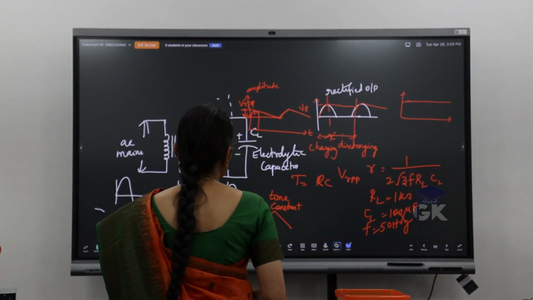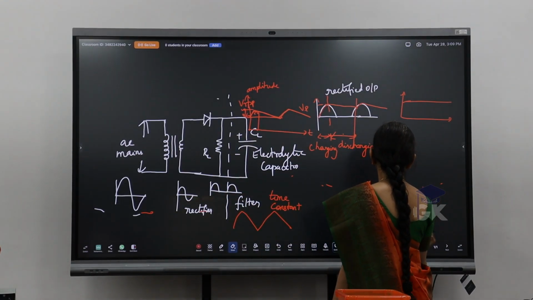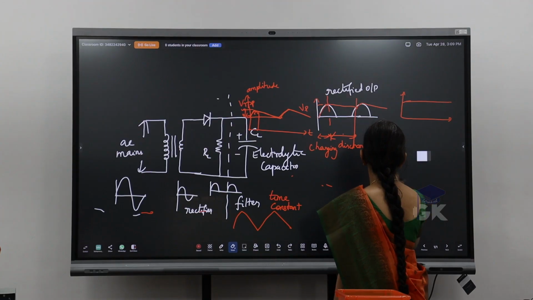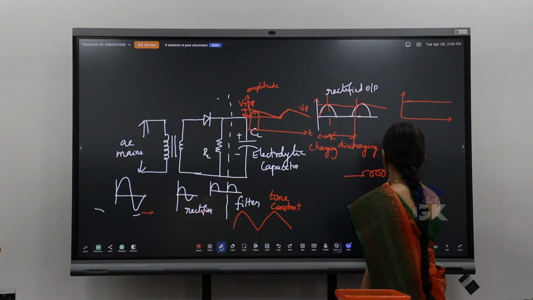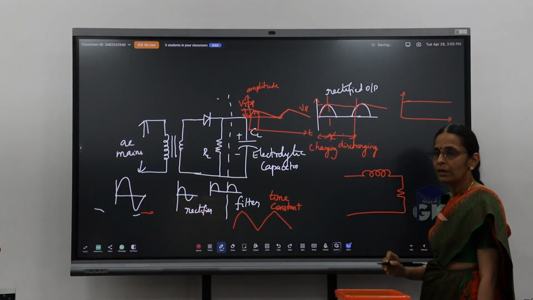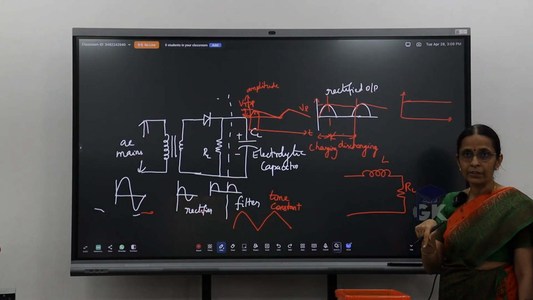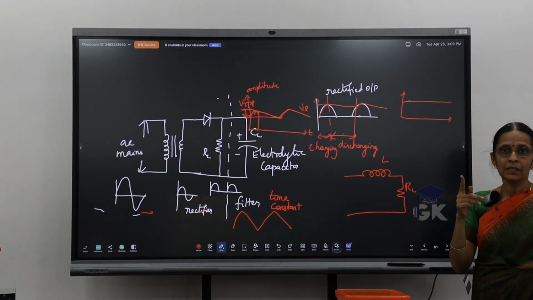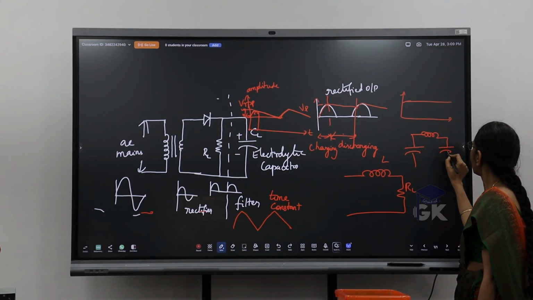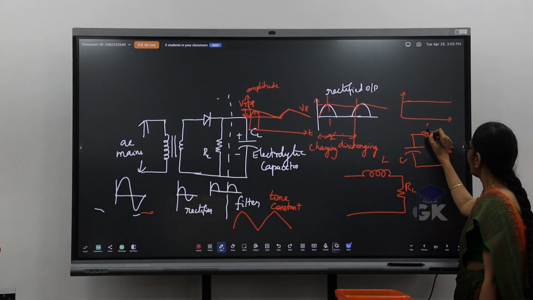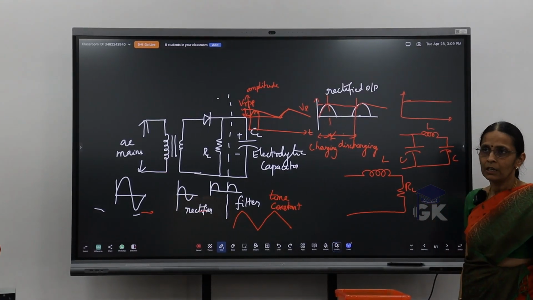If at all I am using an inductor as a filter, I have to connect it in series or parallel? Series. I have to put my inductor in series. So I'll have it like this. Okay, my L and then my load. I also can have a CLC filter, a combination of capacitor as well as my inductor. So it may be like C, L, like this. So it is C, L, C.